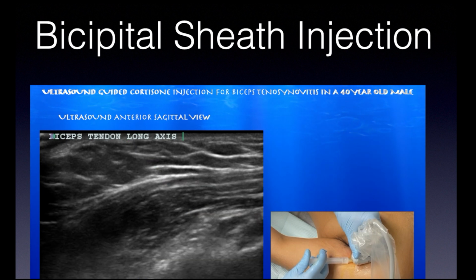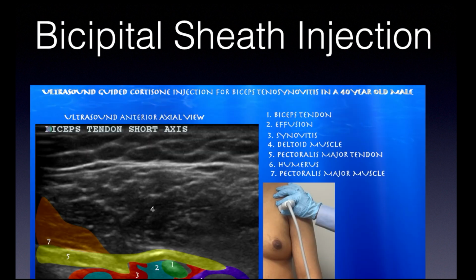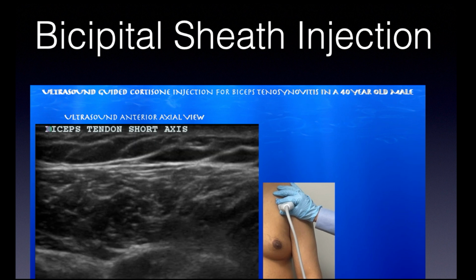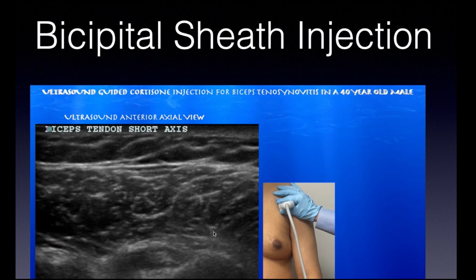Now another approach you can do, you can go out of plane or in plane. Which I didn't do in this case, but you can go in plane with a short axis view of the tendon. So you can have the tendon in view like this, and I would go from lateral to medial and try to get my needle above the tendon. I wouldn't try to get it below, because you have the anterior circumflex humeral artery.